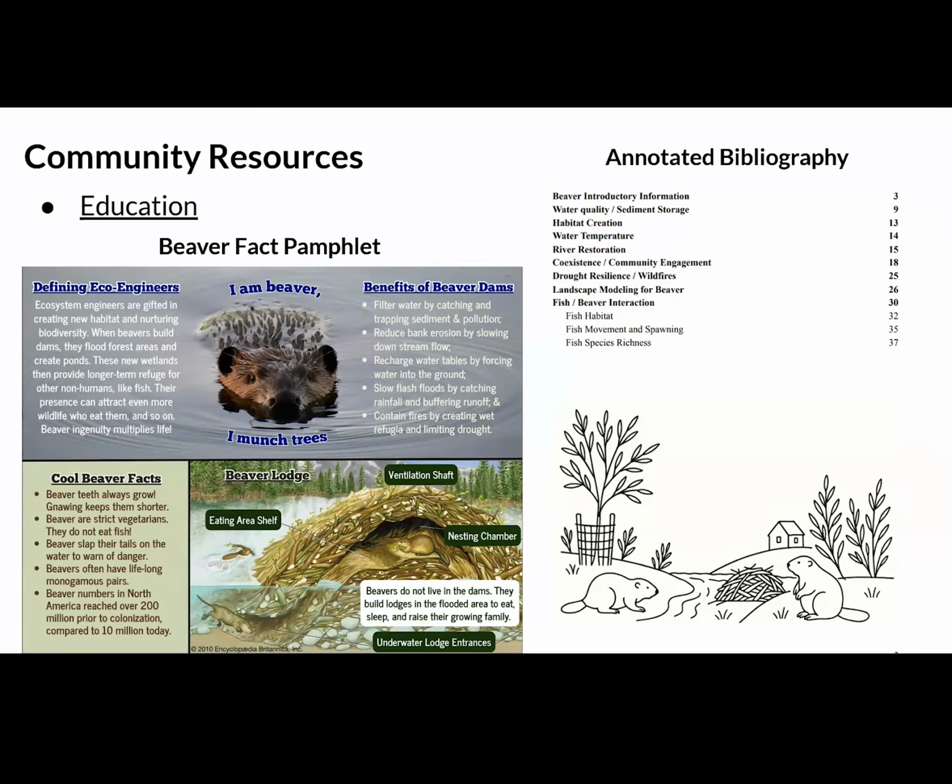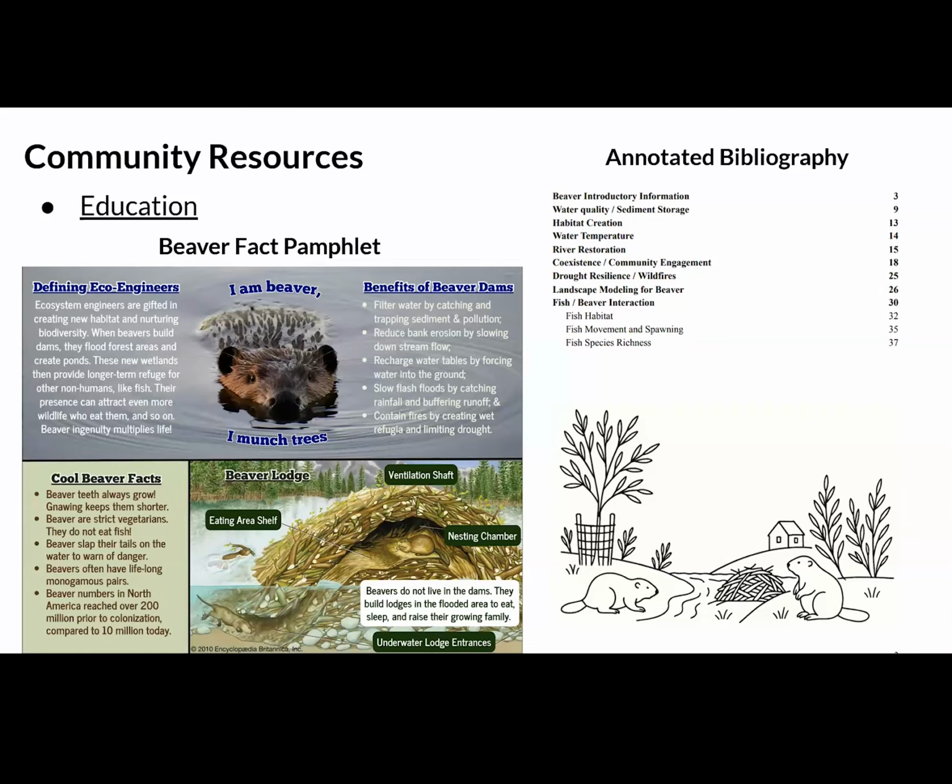The first is an easily digestible and distributable pamphlet that can be really easily understood by anyone. And it's really just a quick hit, a quick read of what is a beaver, what do they do, where do they live, and why do they do it? And we also mention how to coexist with them.